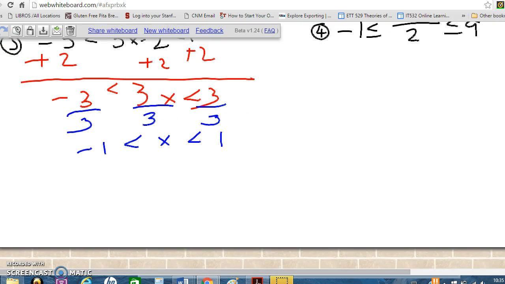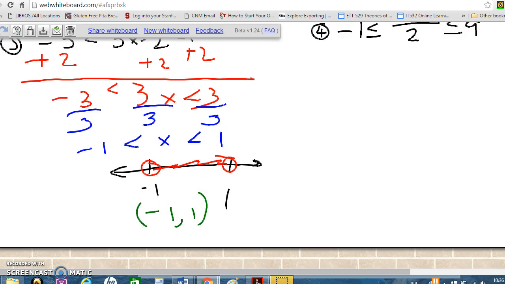And so to graph this, my number is in the middle of negative 1 and 1. It's open. I color in the middle, and if I were to write it in interval notation, it will go from negative 1 to 1, parentheses on both sides.